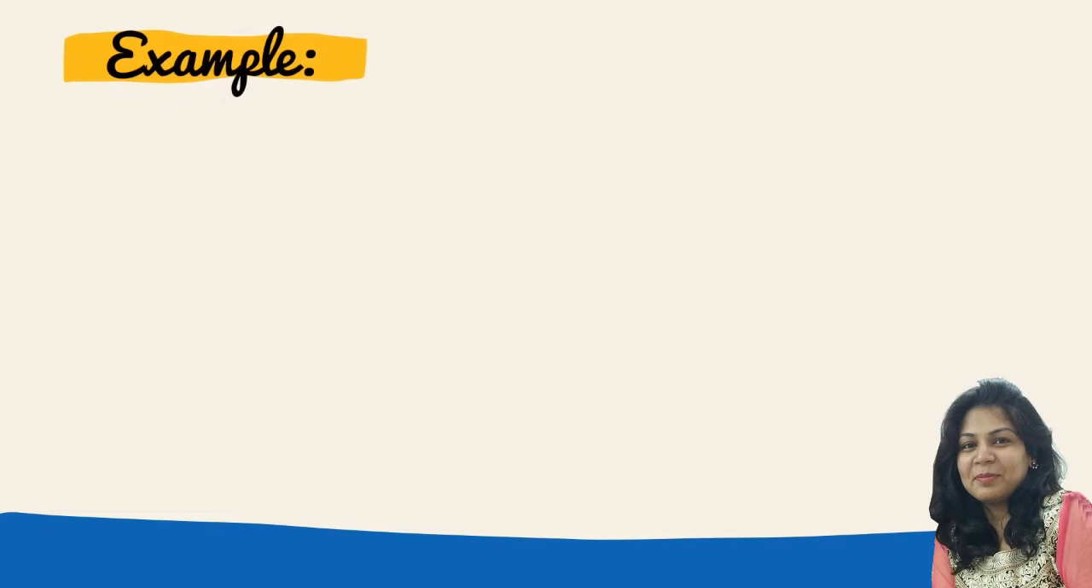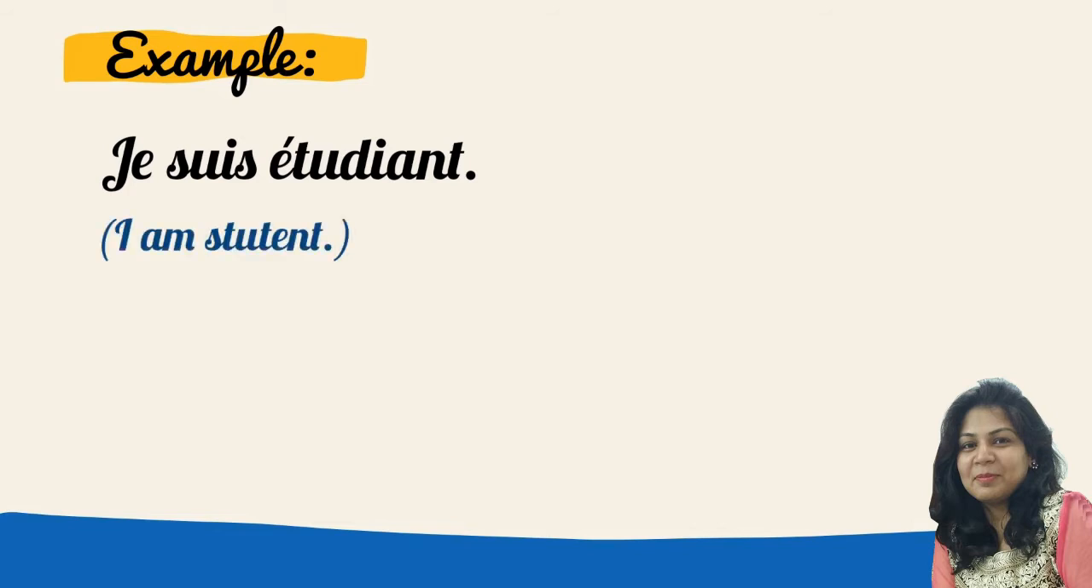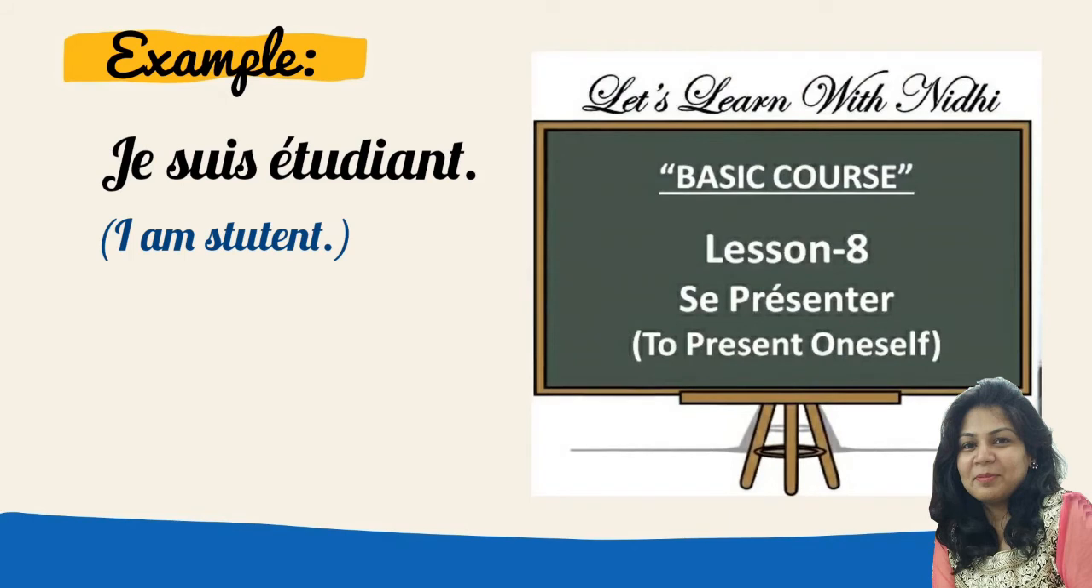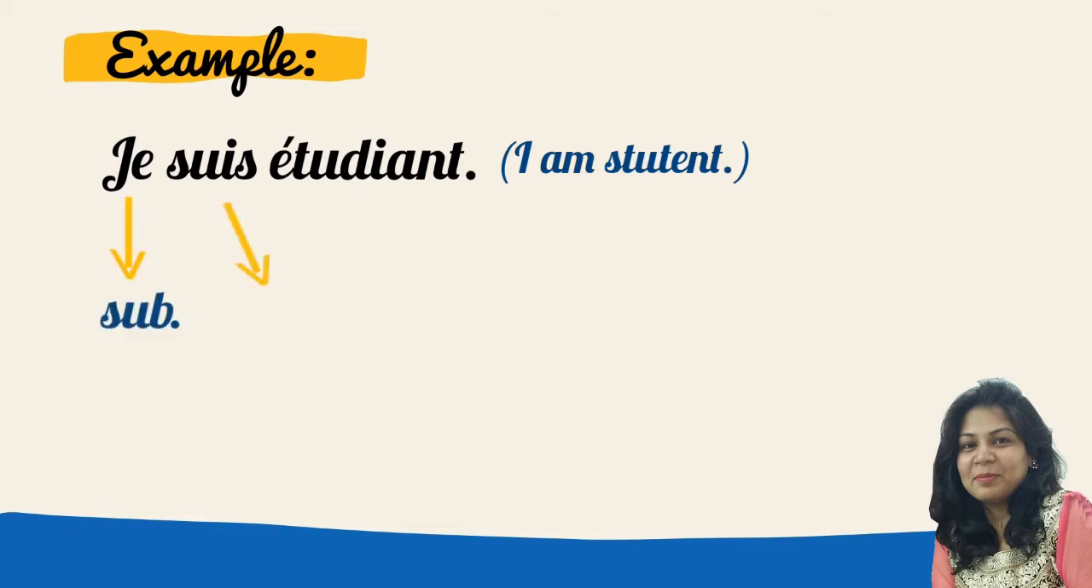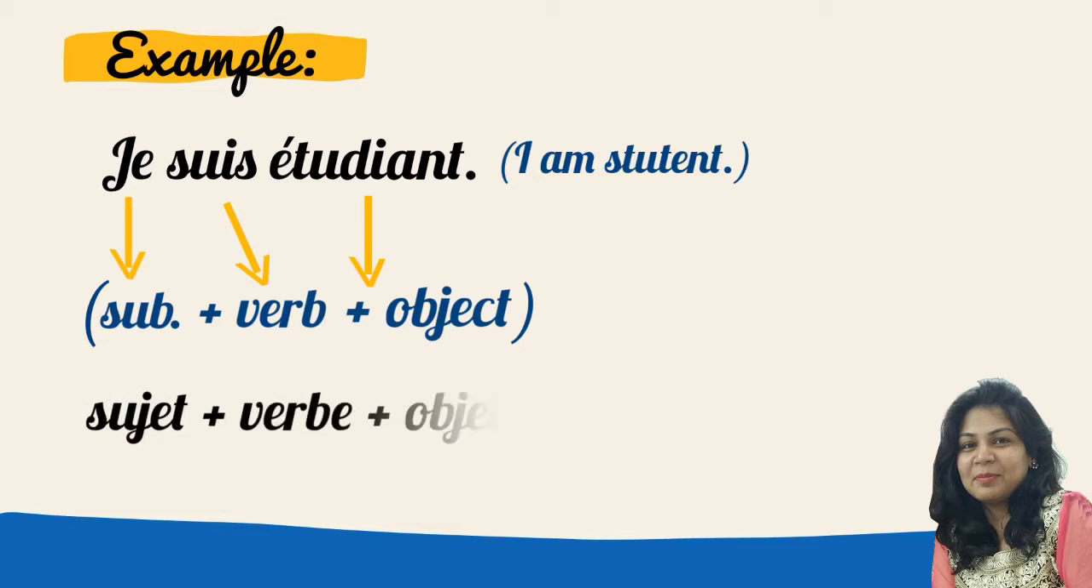Okay, so if I want to say je suis étudiant, I am student, je suis étudiant. We have done this phrase when we did how to introduce oneself, se présenter. Okay, so je suis étudiant. In this sentence, je is the subject, suis is the verb, and étudiant is the object. So subject plus verb plus object. So sujet plus verbe plus objet. Okay, this is the construction of sentence in French, as we have in English also.